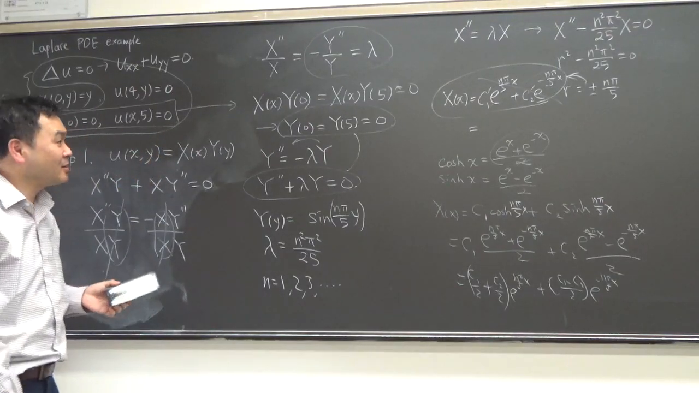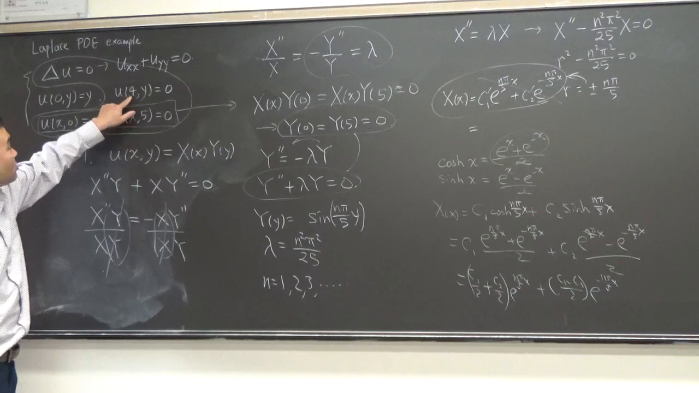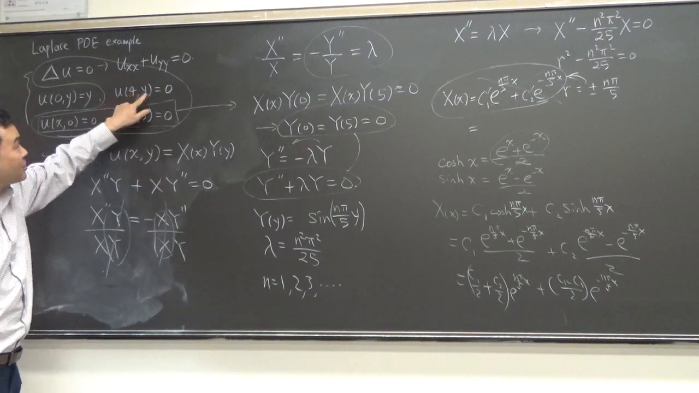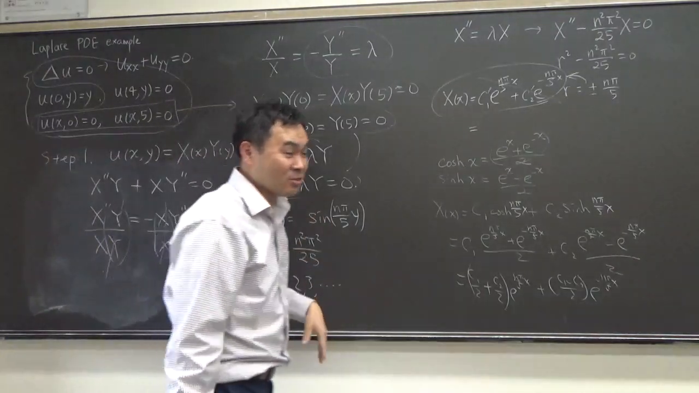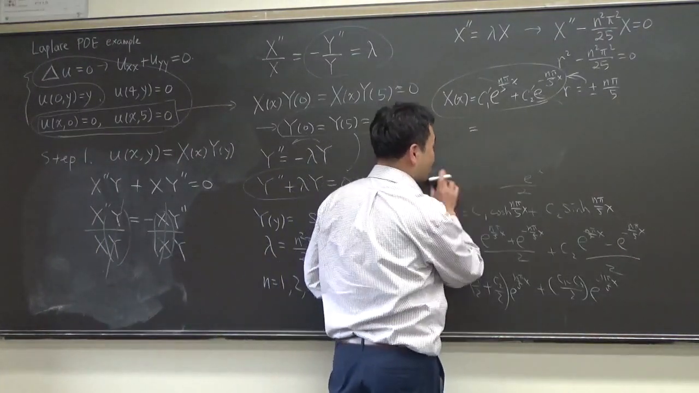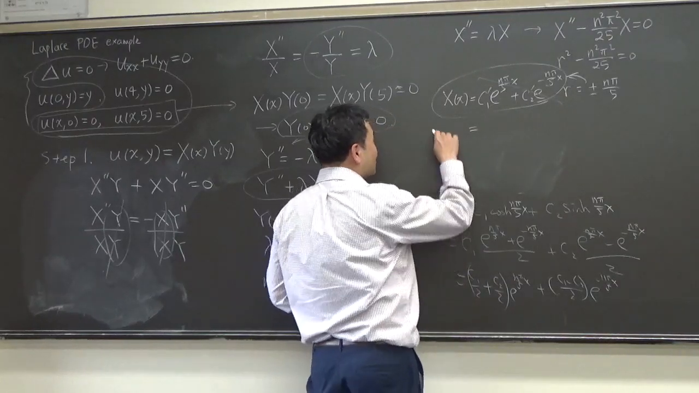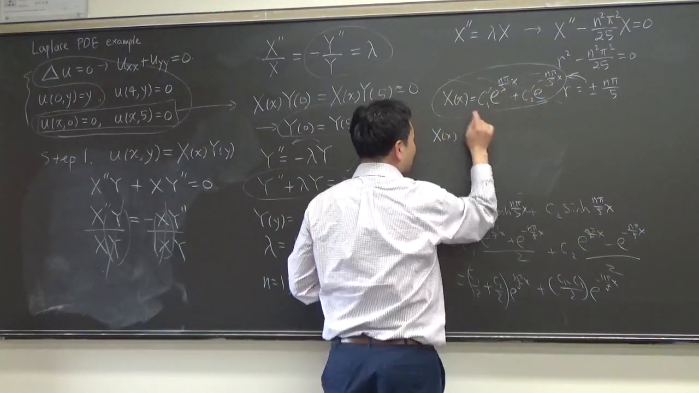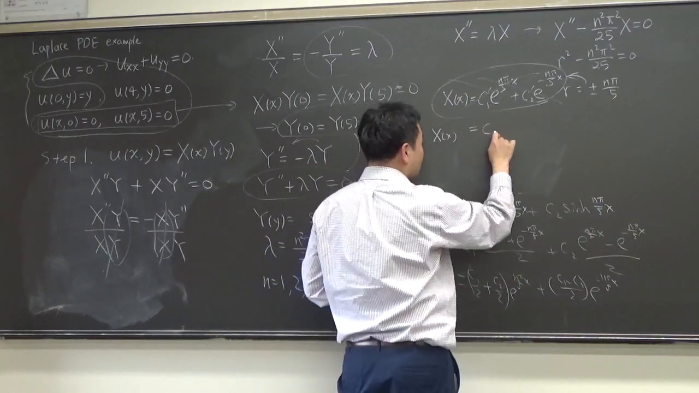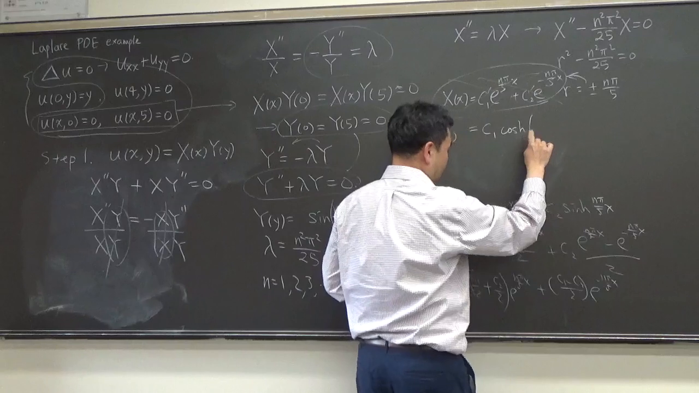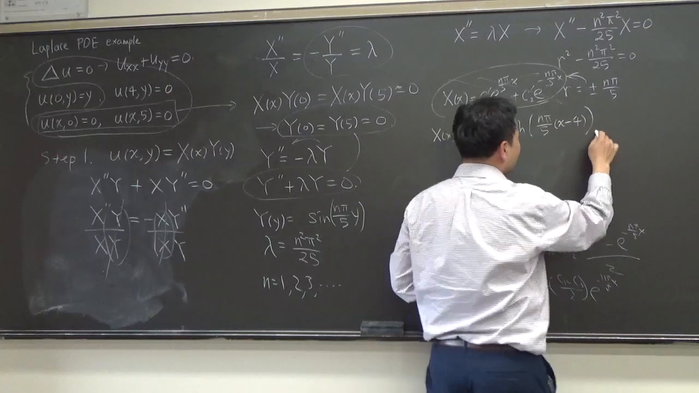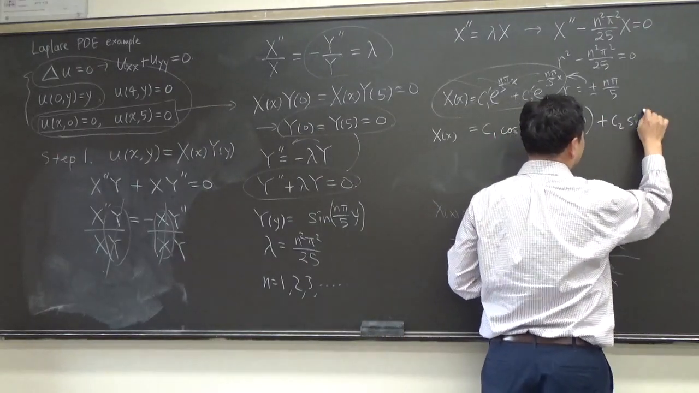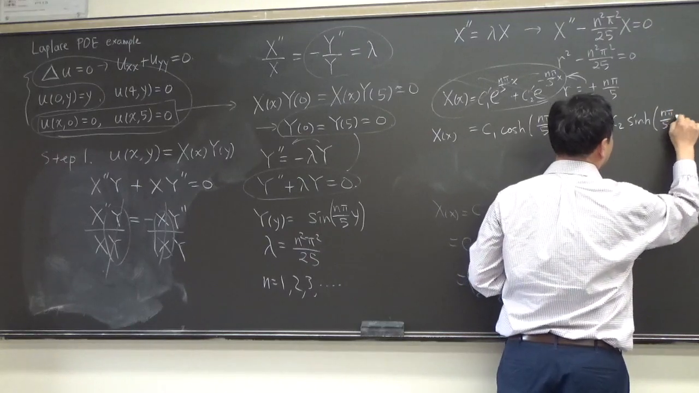However, today, because we are trying to use this condition, we haven't made use of this condition yet, right? We want to plug in x equals 4 and get 0. We are going to do one more slight change. So instead of writing it this way, we're going to rewrite X of x. And you'll see why. So instead of this, we're going to say X of x is C1 cosine hyperbolic of n pi over 5 times (x minus 4) plus C2 sine hyperbolic n pi over 5 times (x minus 4).